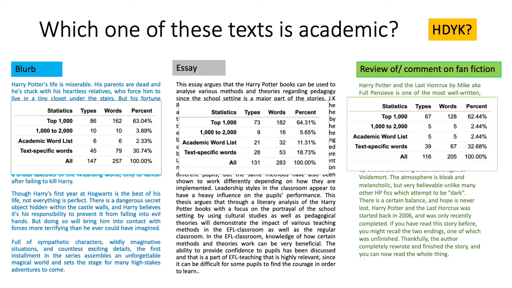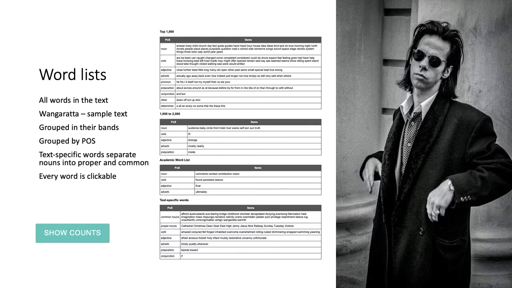Academic word list words in the blurb only account for 2.33% and 2.44% in the fan fiction. But in the essay, 11.31% of the words are on the academic word list. Also on the profile page, we have word lists. Below the tables and charts at the top of the profiler, you will see word lists.